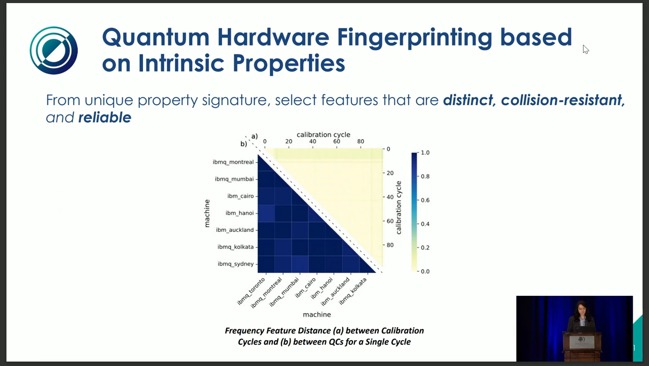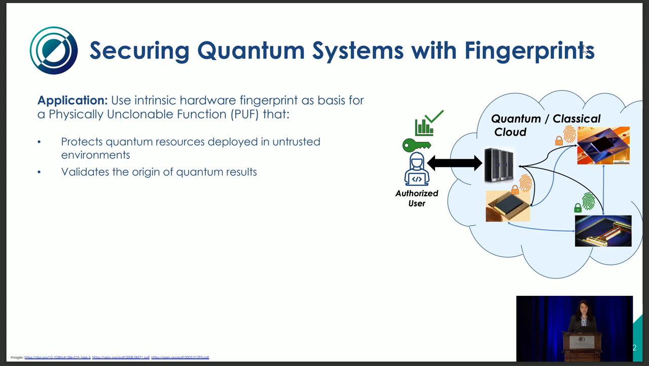So once we have this hardware-based fingerprint, applications, of course, lead us to think about how we can use this as a basis for a physically unclonable function that protects quantum resources deployed potentially in untrusted environments and validates the origin of quantum results. So what is the importance of this?